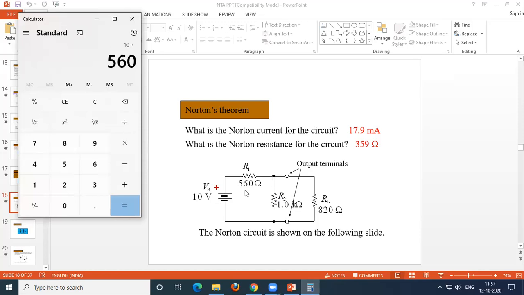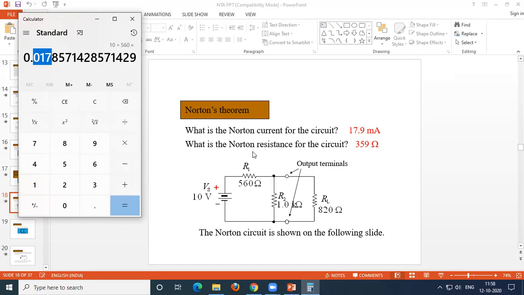So the only resistance in the closed path is the 560 ohm. To find that current, voltage divided by 560 is the value of the Norton's current flowing through the short circuit terminals. So if we move the 3 points to the left side, the value of the current flowing is equal to 17.9 milliampere.